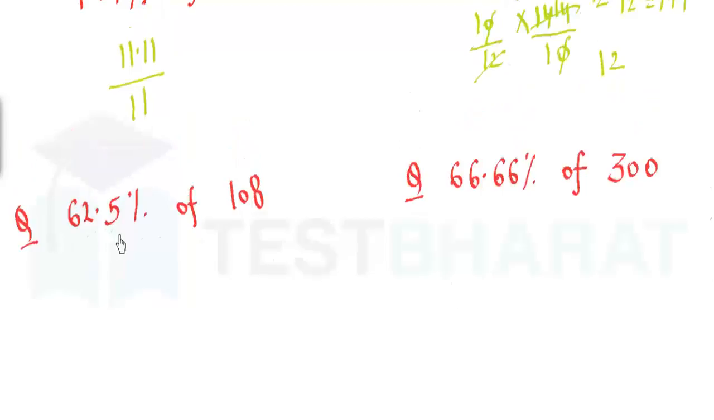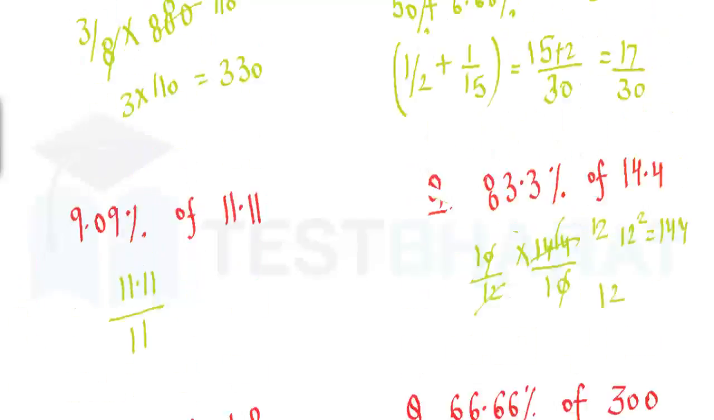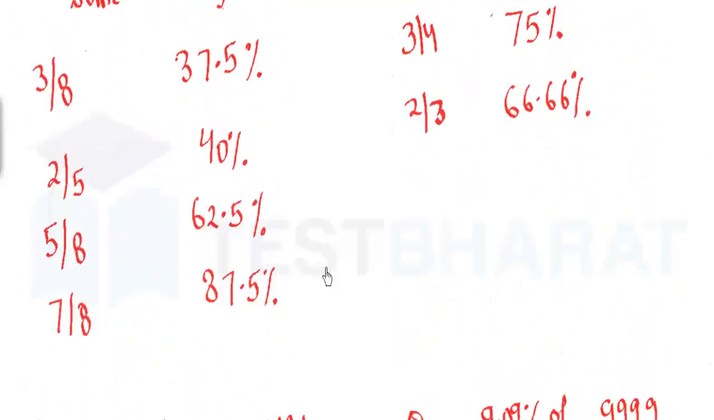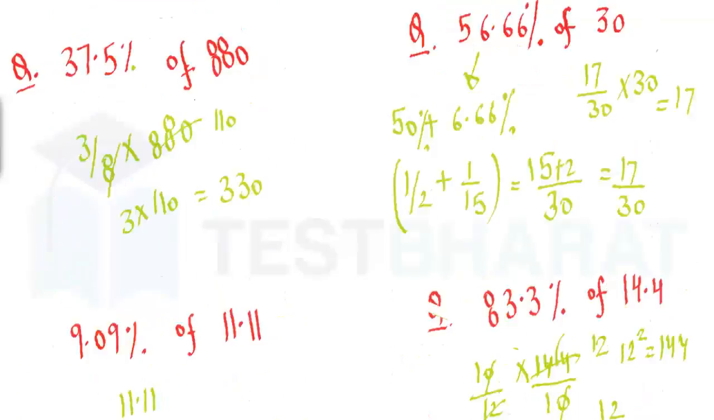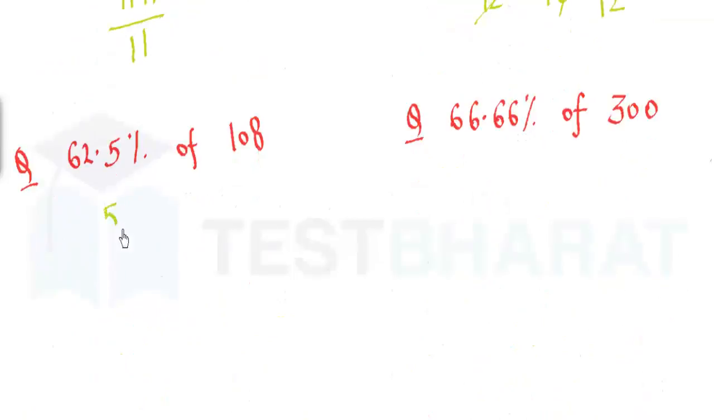So here I have to calculate 62.5% of 108. So 62.5% is 5 by 8. So I can simply multiply 5 by 8 into 108. I know this fraction, so I will just multiply 5 by 8 into 108, sorry, 2 by 3 into 300. That will give me 200.